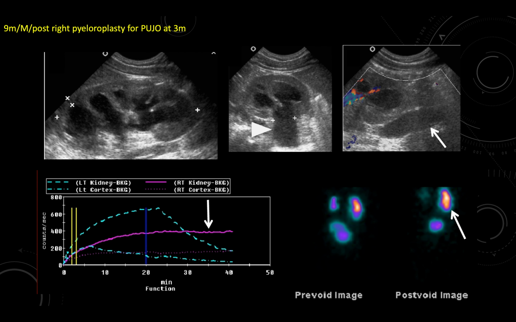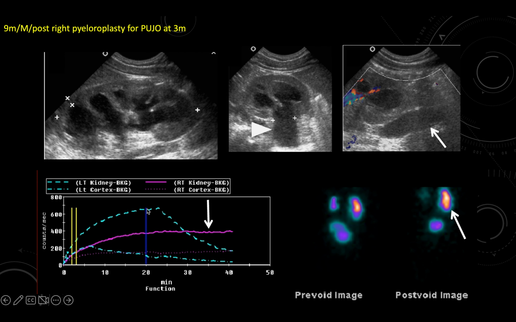Now, this is a 9-month-old boy, who had a pyeloplasty done at the age of 3 months, and when we did a follow-up ultrasound, we saw increasing dilatation of the renal pelvis on the right side, and it's actually even more than what we saw a month before this. And there is also dilatation of the distal ureter.